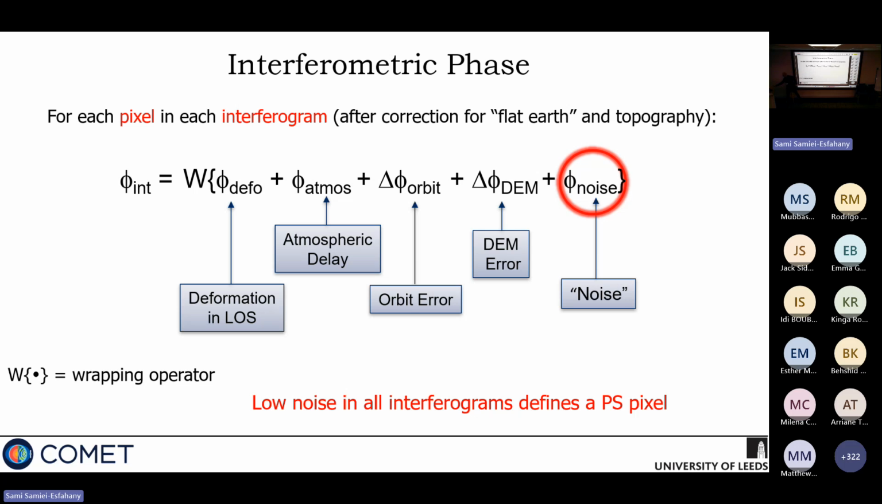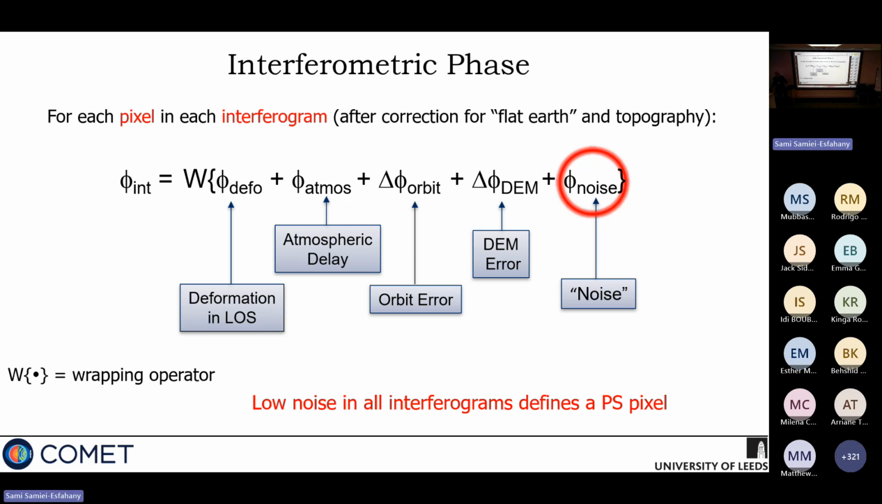So first of all, we have the deformation. This is what typically we're interested in. It may not be, but normally it is. Then we have an atmospheric delay term. Strictly speaking, this isn't the whole atmospheric delay. It's just the difference in the atmospheric delay between two images, which varies significantly, but much less than the total.